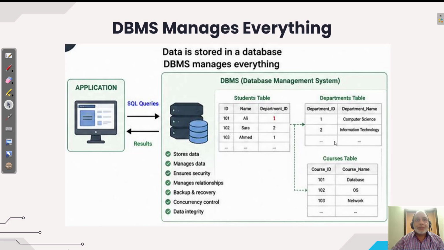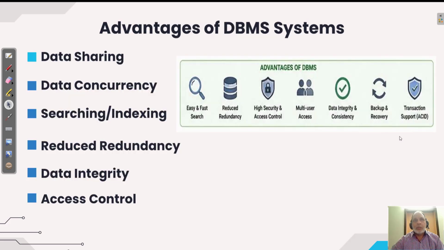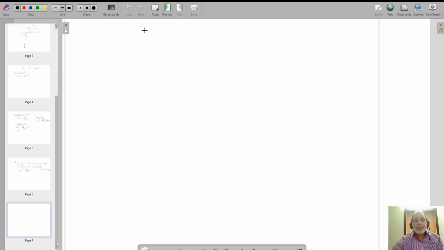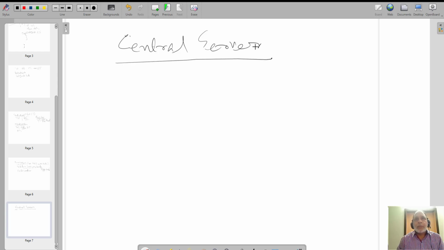It has a lot of advantages. We will discuss them one by one. Data sharing: in the DBMS system, all the data is in a centralized place. For example, this is the central server. We will maintain the database in the central server, right? So the database is here.